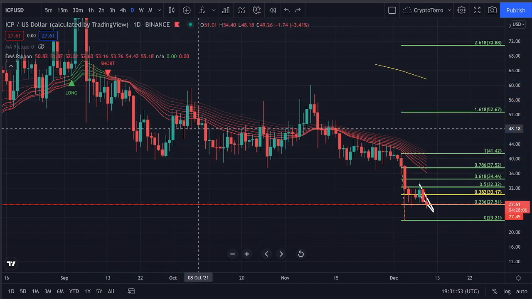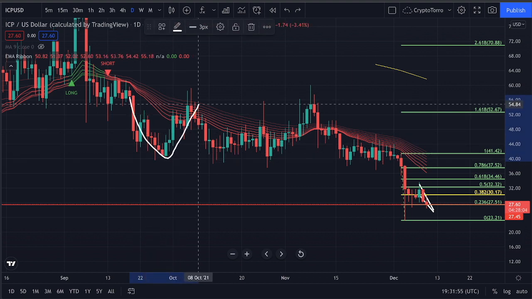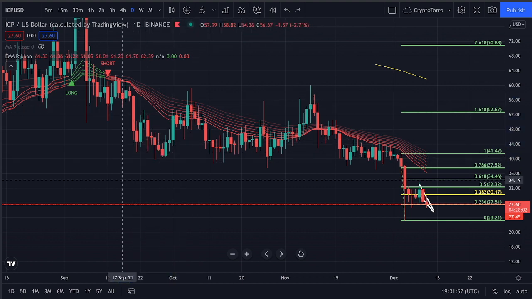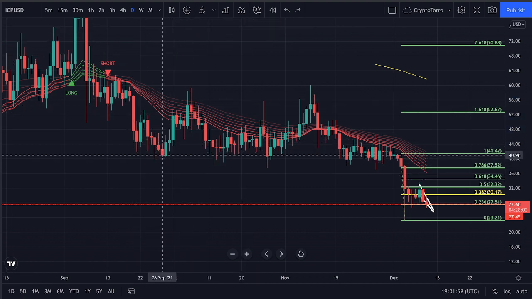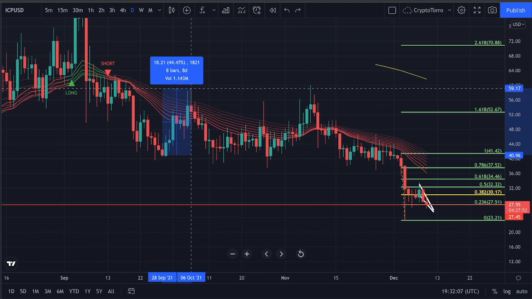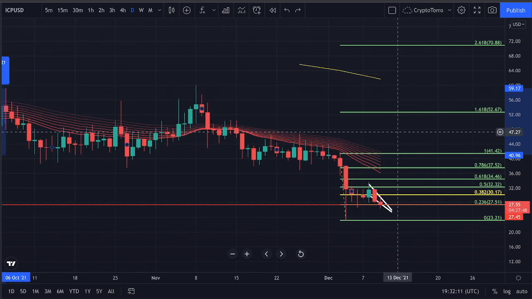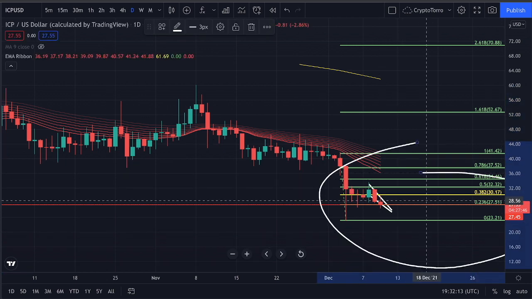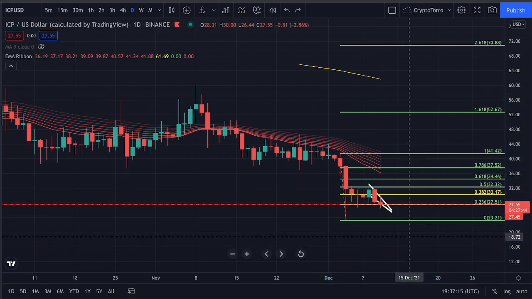Perhaps we are not going to be able to break out above it, but still we could see major momentum towards the upside, as we have seen previously once we were this far below the daily EMA ribbon. And the last time we saw this occur, we did see a 44% increase, and that is absolutely something we could expect right now as well on Internet Computer. So this is absolutely something you would like to take into consideration.